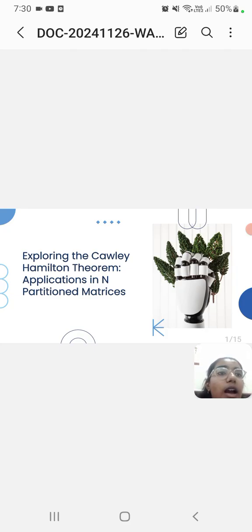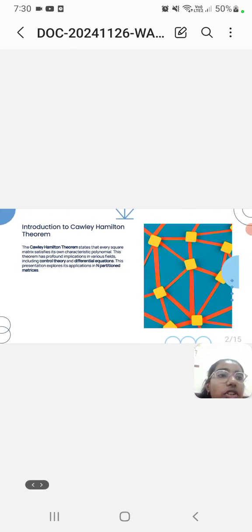24951A05BN. Today I am going to talk about the Cayley-Hamilton theorem and its applications in n-partition matrices. Introduction to the Cayley-Hamilton theorem. The Cayley-Hamilton theorem states that every square matrix satisfies its own characteristic polynomial. This theorem has profound implications in various fields, including control theory and differential equations. This presentation explores its applications in n-partition matrices.